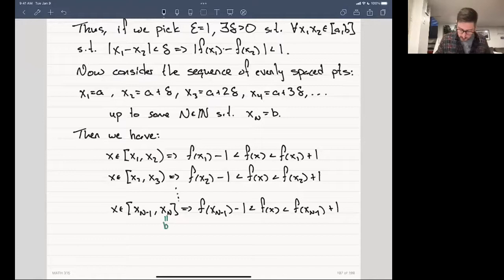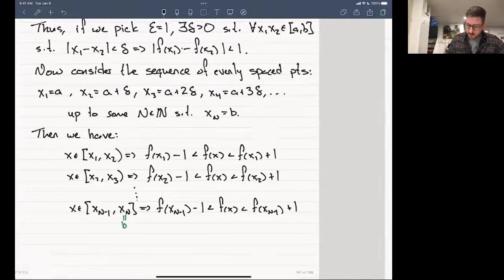But then what have you done? You have taken every single value in the domain, f of x, and you have bounded it depending on where you are in this little discrete collection of intervals that you've broken your domain up into. And there's only finitely many intervals, right? There's capital N of them. Actually, there's capital N minus 1 of them.